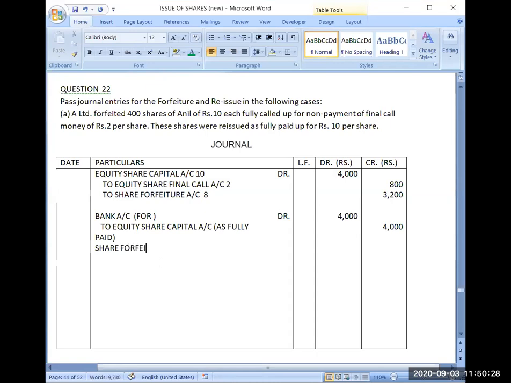Share forfeiture account, debit, to capital reserve account.